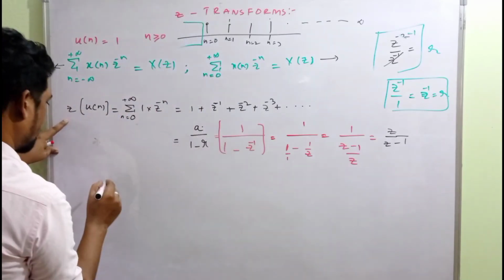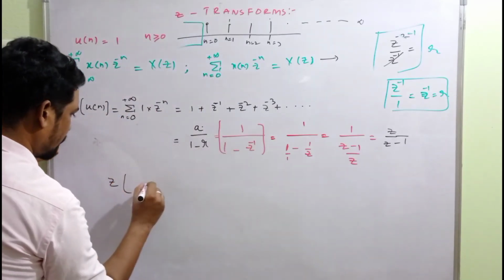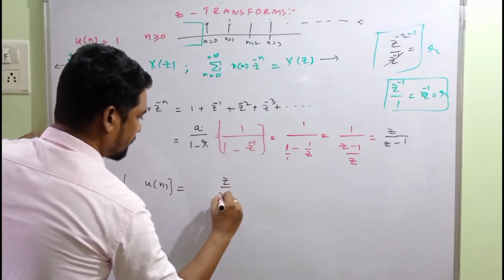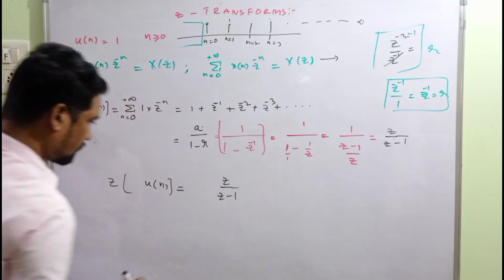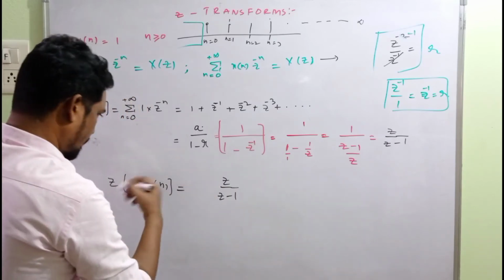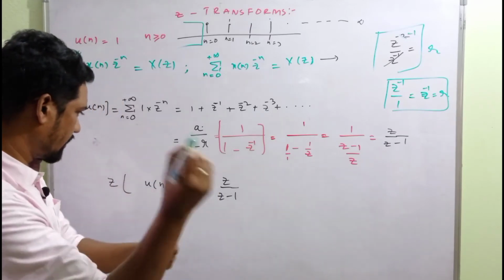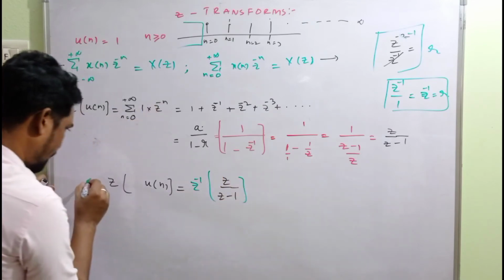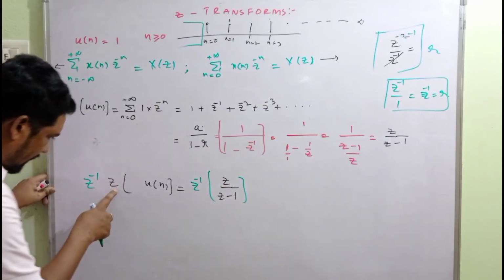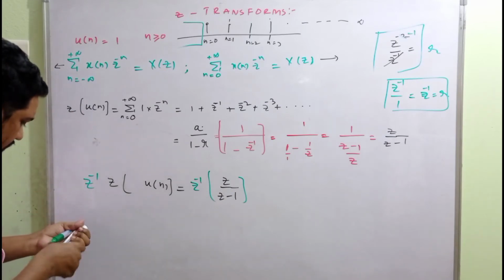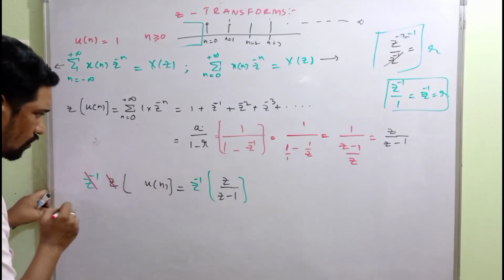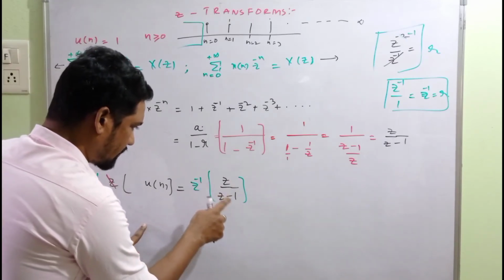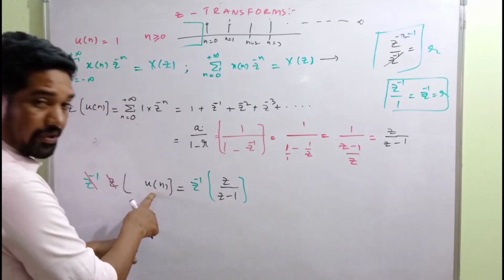The z transform of u of n will be equal to z by z minus 1. Okay, so in this context, the inverse z transform, here there is a change in the color, inverse z transform of this one, z and inverse z get cancelled. Z and inverse z exist no more, and from this expression what we say is the inverse z transform of z by z minus 1 will give us u of n.